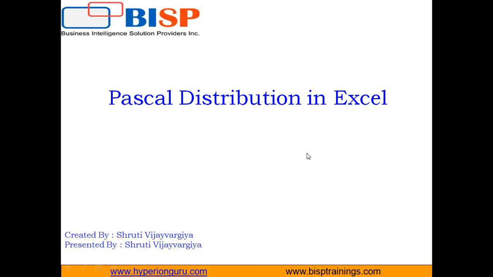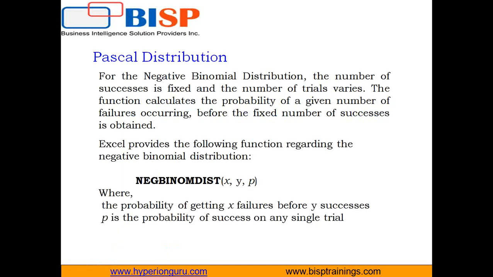In this video, I am going to tell you about the Pascal distribution in Excel. The first thing you must note down is that the Pascal distribution is also known as the negative binomial distribution. In probability theory and statistics, the negative binomial distribution is a discrete probability distribution of the number of successes in a sequence of Bernoulli trials before a specified number of failures occur.